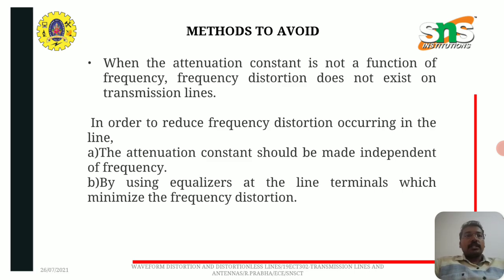When the attenuation constant is not a function of frequency, frequency distortion does not exist on transmission lines. In order to reduce frequency distortion occurring in the line, the attenuation constant should be made independent of frequency, and equalizers can be used at the line terminals, which minimize the frequency distortion.